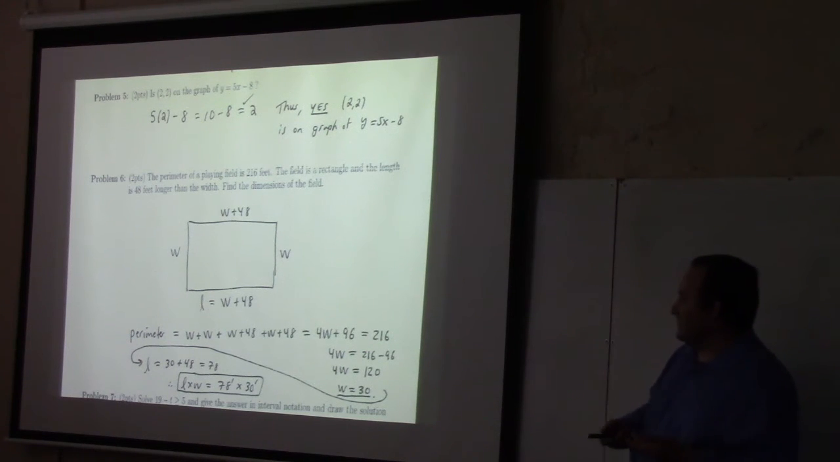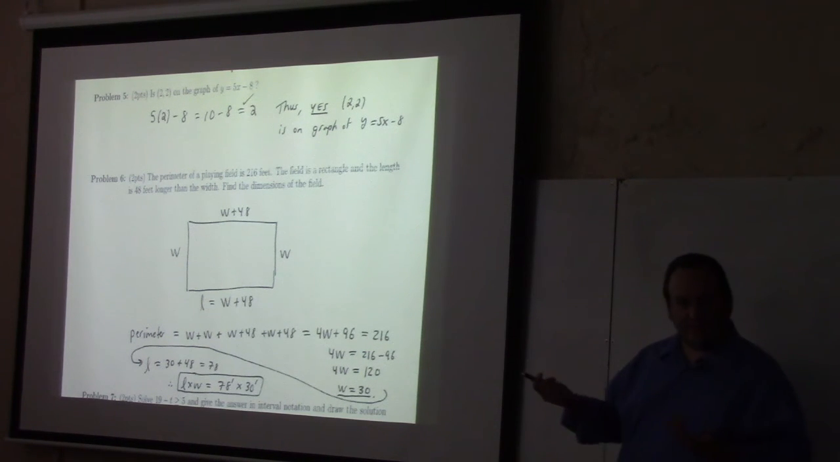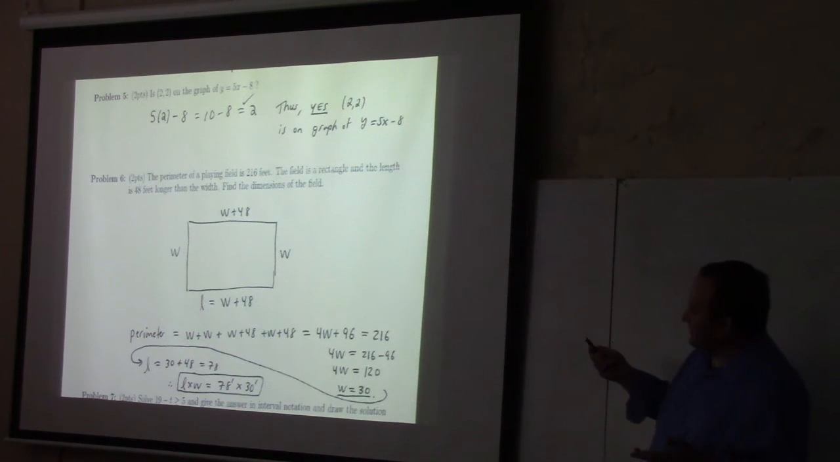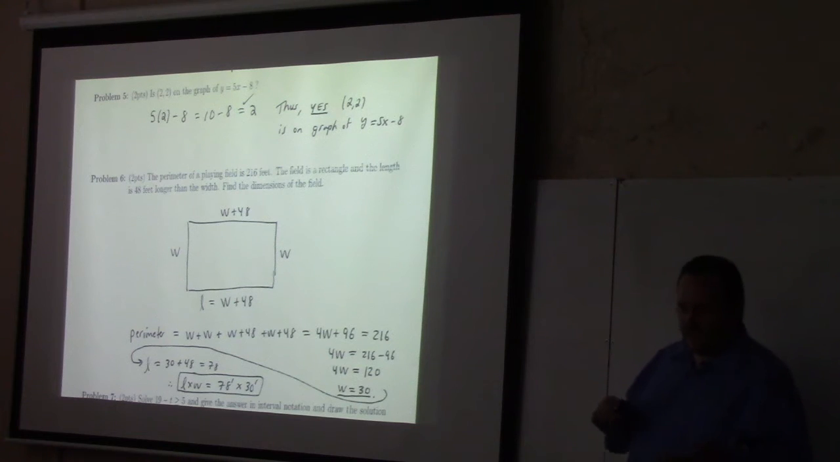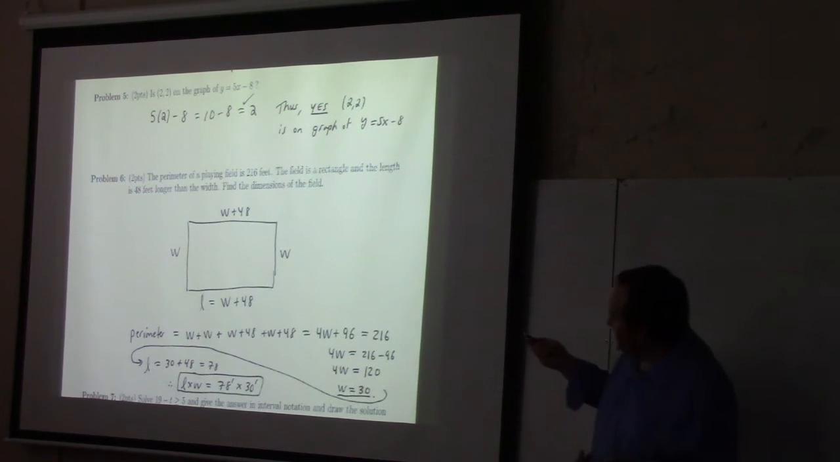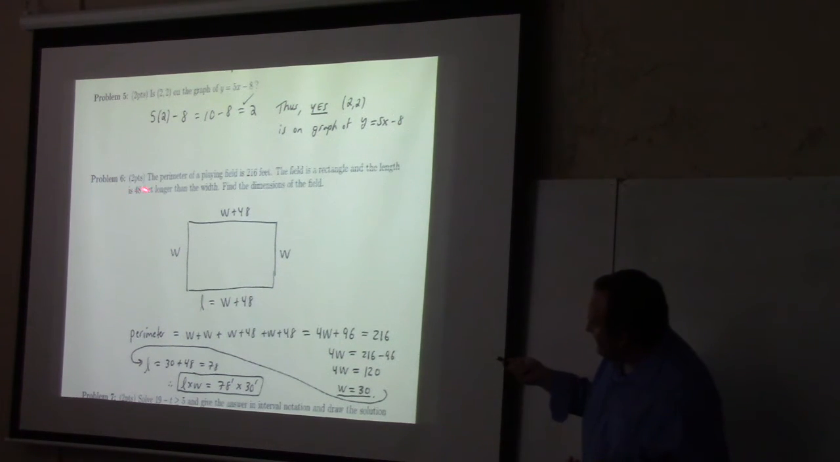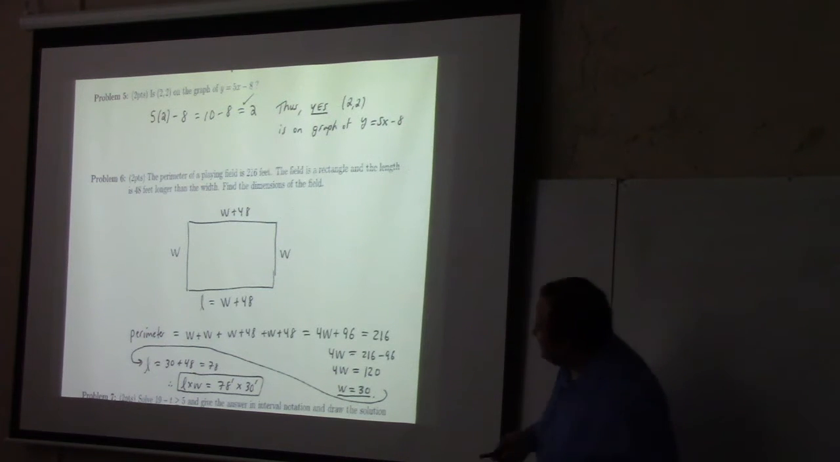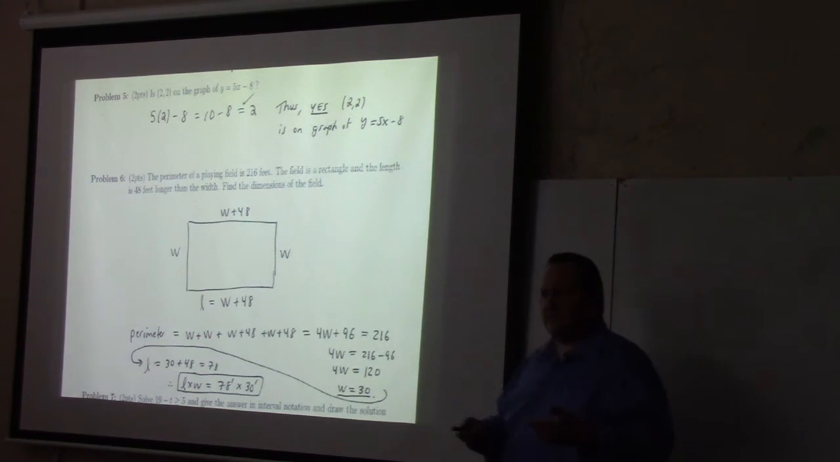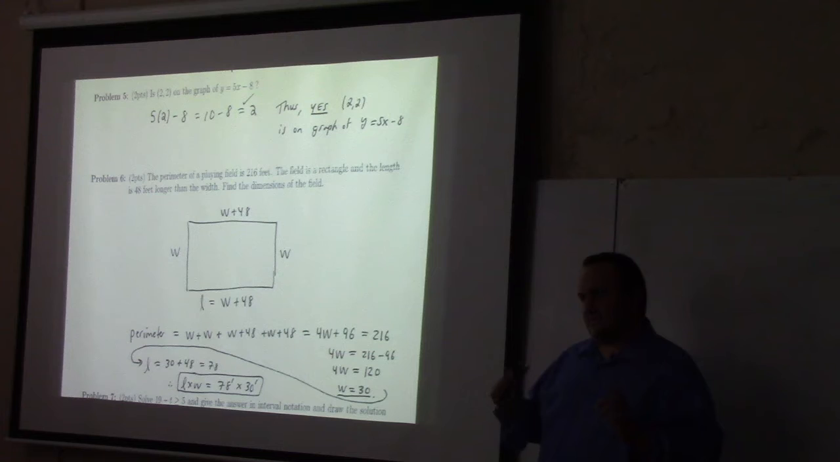So that would have also been an interesting question to ask here. What's the area of the field? To find the area, we would have multiplied the length and the width we calculate here. So for me, the first thing I do is draw a picture and choose a variable. I called it W because I'm told that the length is 48 feet longer than the width. So that means that L is W plus 48.